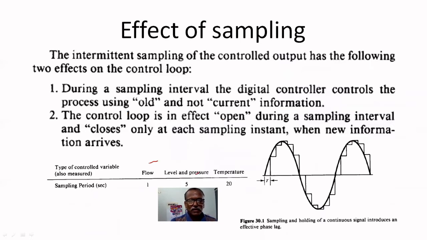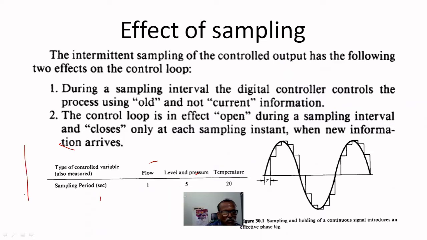Now, the effect of sampling. Now let us find what the effect of sampling is on the controlled output. Let us see. The controller output will be like this. At the 0th sampling instant, it gives a control output. At the first sampling instant, it gives a controller output. At the second sampling instant, it gives like this. Third sampling instant, like this. So in between sampling periods, it doesn't give any control output.